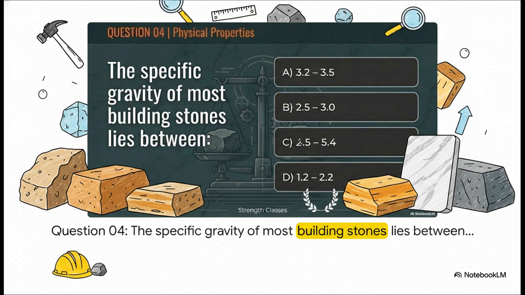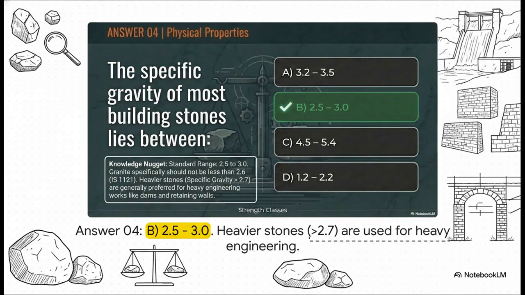This is one of those standard values you should definitely know. And the correct range is B, 2.5 to 3.0. But here's the really important part, the knowledge nugget. For most buildings, that range is fine. But what if you're building something huge, like a dam or a massive retaining wall? You're going to need a much heavier, denser stone, right? That's why for heavy engineering works, we specifically look for stones with a specific gravity greater than 2.7.